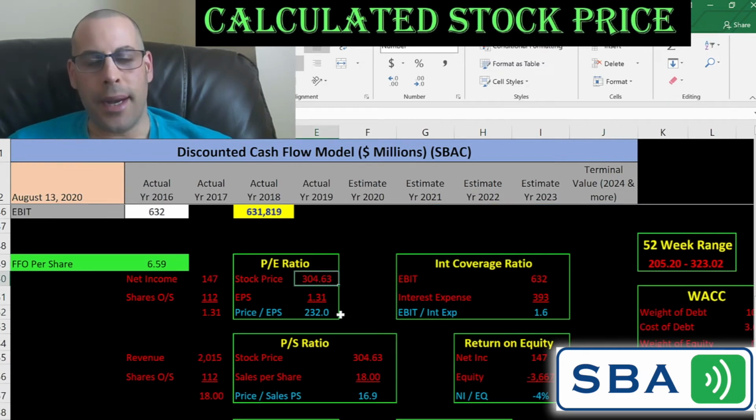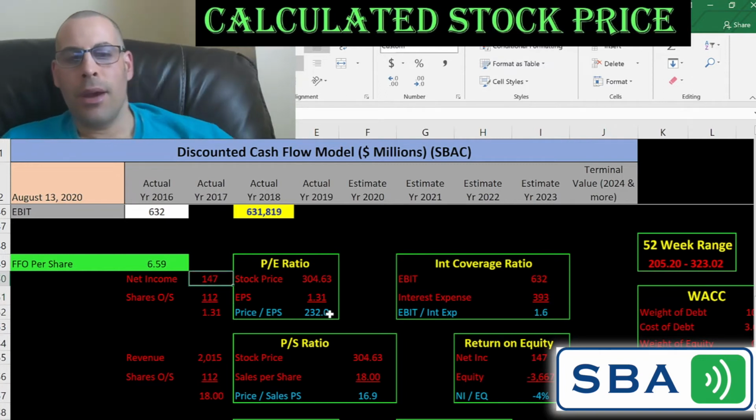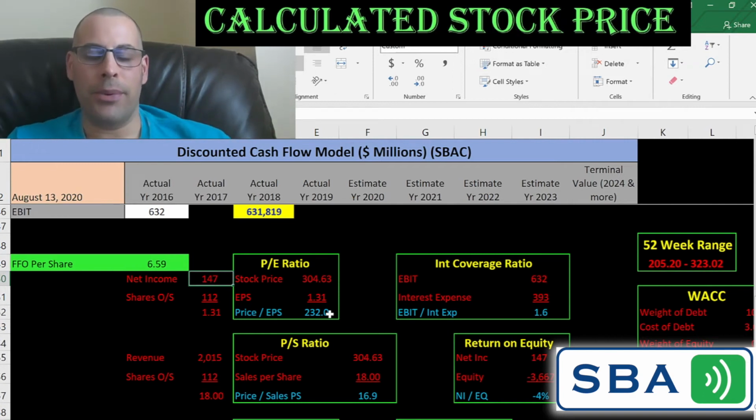The PE is stock price over earnings per share. To calculate earnings per share, that's net income over shares outstanding. I like to see below 15. They're at 232. That means investors are willing to pay $232 for $1 of net income. So this relates the stock price to how much net income the company's bringing in. They're doing a really bad job of bringing in net income relative to what they're trading at.